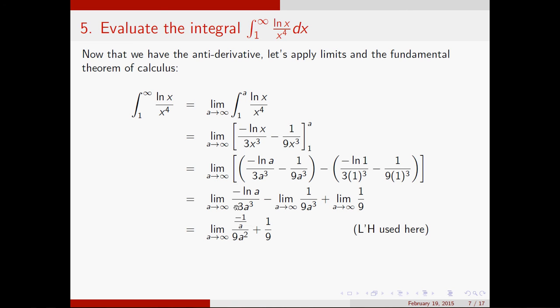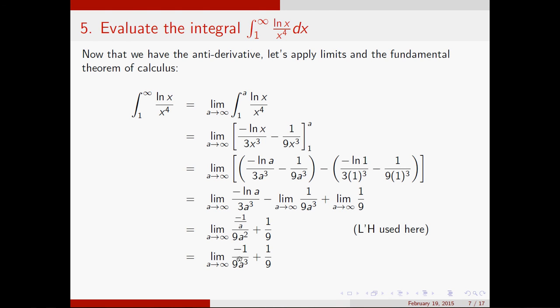This front limit, I'm going to use L'Hopital's rule. When I use L'Hopital's rule, here's what happens. The derivative of the minus natural log of a is minus 1 over a. The derivative of 3a cubed is 9a squared. Cleaning it up with some algebra, I'm left with the limit of negative 1 over 9a to the third. This is almost exactly the same as what we've got here. Actually, when you put that negative back in, it is exactly the same as what we've got there. That limit is going to go to 0.